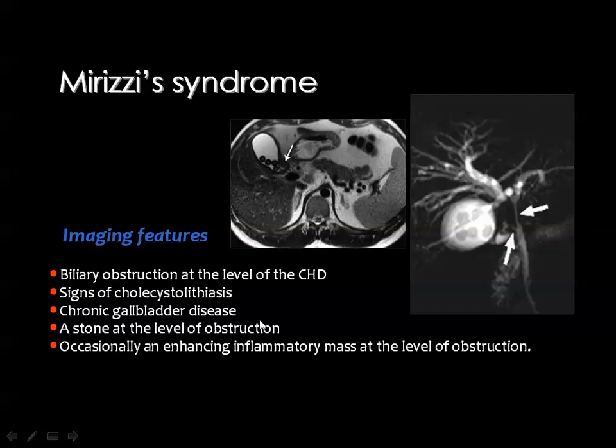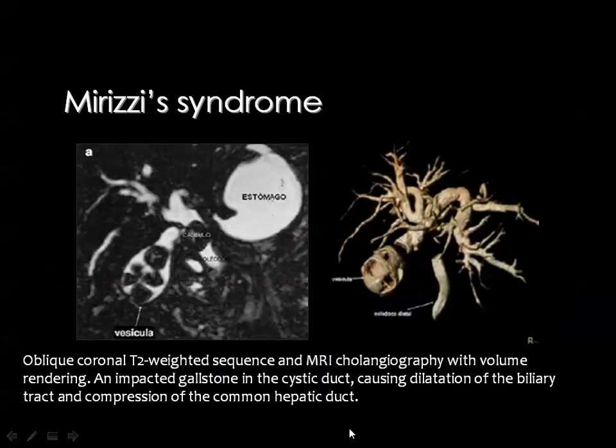Then a stone at the level of obstruction, and this stone is better detected by CT, and occasionally an enhancing inflammatory mass surrounding the stone, representing the cause of biliary obstruction.